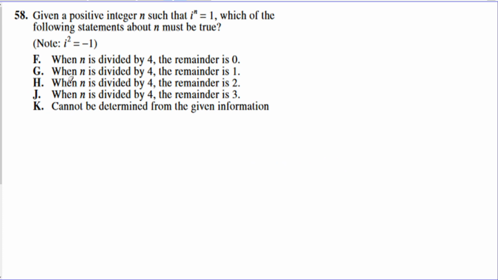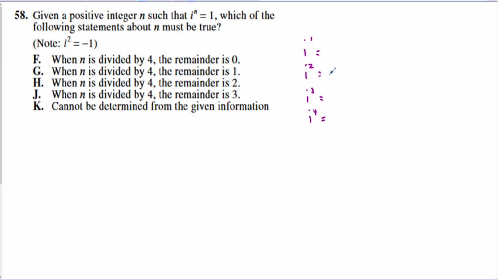58. Given the positive integer n such that i to the n equals 1, which of the following statements about n must be true? So this is something called the cycle of i, and this is using imaginary numbers where i is not just a variable. It actually means i squared is always negative 1, okay? So here's what they're saying about this. We have this thing called the cycle of i. I'm going to write it out for you. You should have seen this probably in Algebra 2 or potentially pre-calculus or both. And here's what the list says.